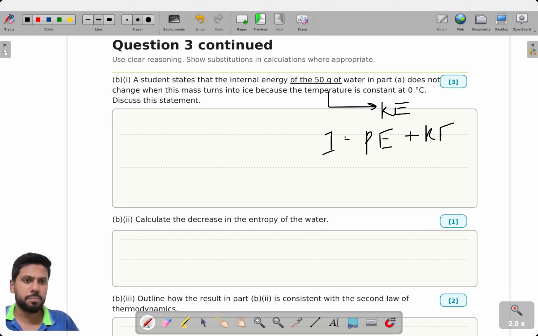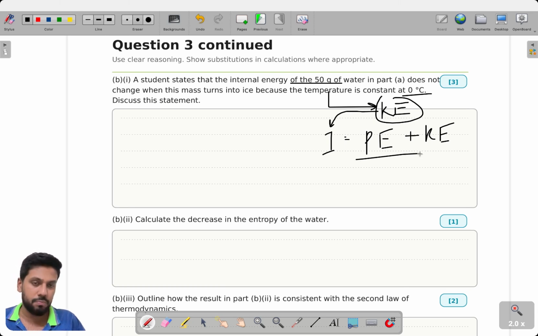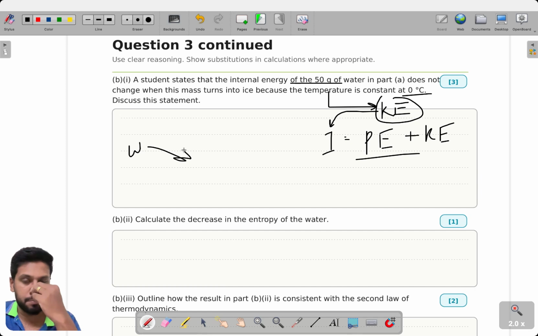Very good. Now the student might say it is not changing because temperature is not changing. So the student is thinking that when temperature is not changing, kinetic energy is not changing. But when kinetic energy is not changing, that doesn't mean internal energy is not changing, because there is potential energy also. Yes, here the potential energy is changing because the water is turning into ice by molecules coming close together. And when potential energy changes, obviously the internal energy is also changing. So that's why I can say that this statement is actually wrong.